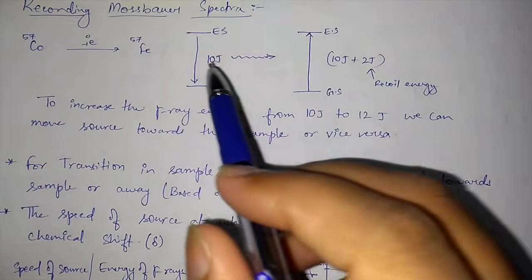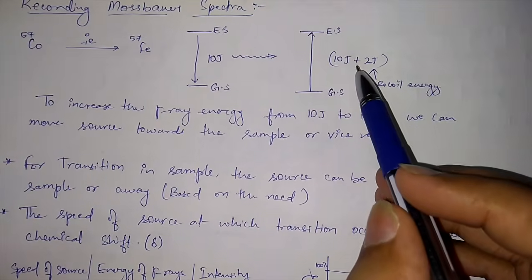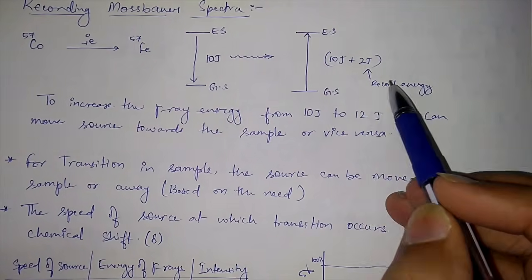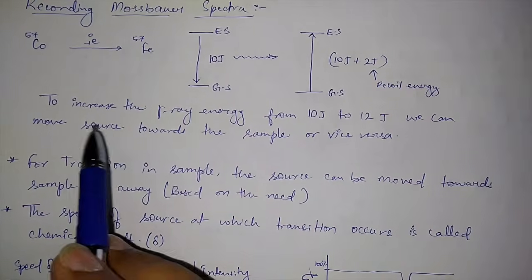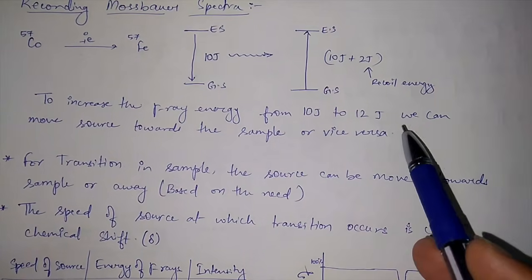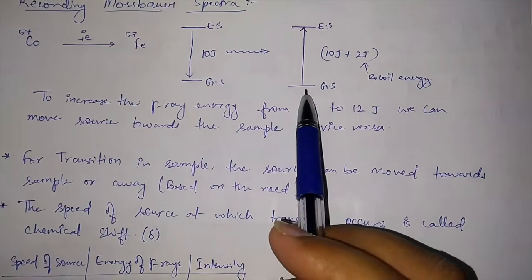Now if this gamma ray fluorescence has 10 joule of energy, then obviously, to overcome the recoil energy, we need 10 plus 2, that is 12 joule of energy, right? So to increase the gamma ray energy from 10 joule to 12 joule, what we can do is move this source towards this sample, right?